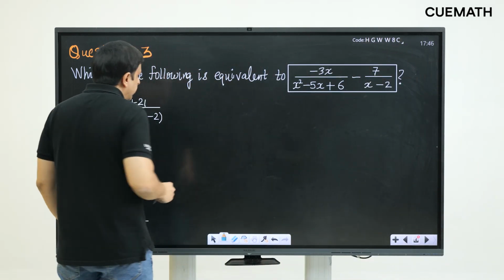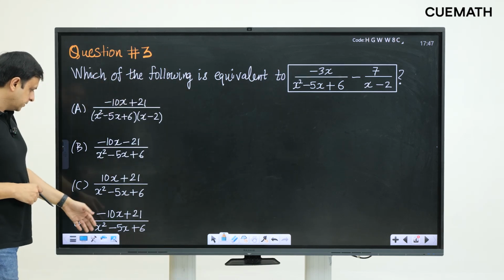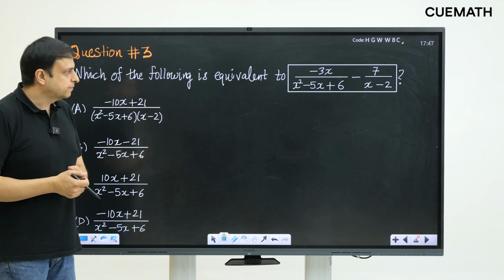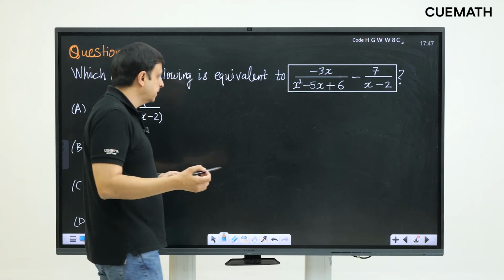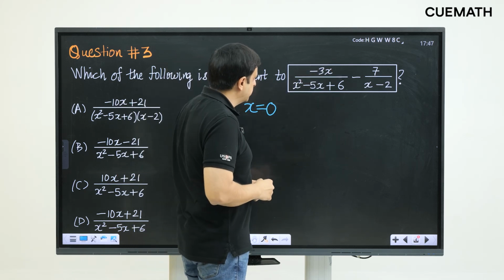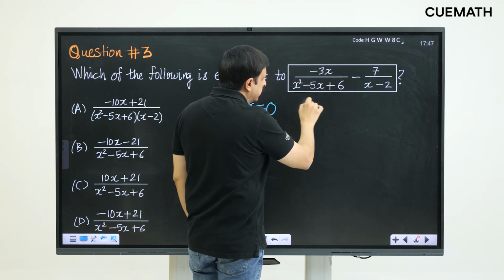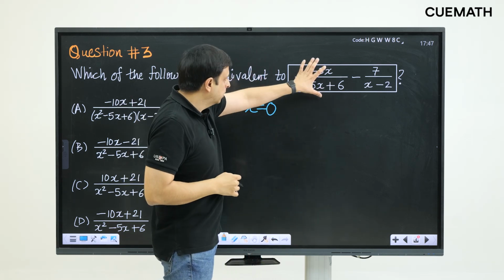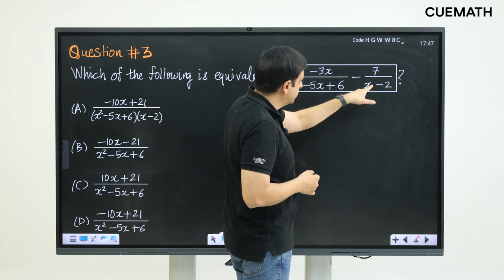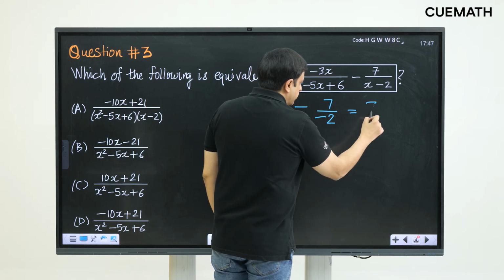Which of the following is equivalent to this expression here? And once again we have 4 expressions here, and we have to find which one of these is equivalent to that. So, once again we will make our own substitution. So, let us substitute x equal to 0 first and see what this expression gives us. So, we have minus 3 times 0. So, the numerator in this first term becomes 0. So, the whole term becomes 0, and then here I get a minus 7 by 0 minus 2. So, that is minus 7 by minus 2, which is equal to 7 by 2.